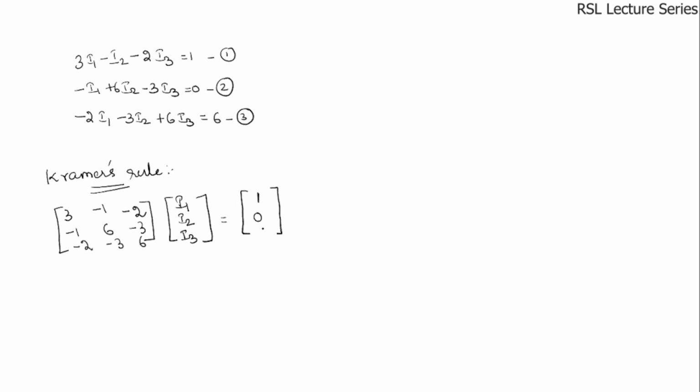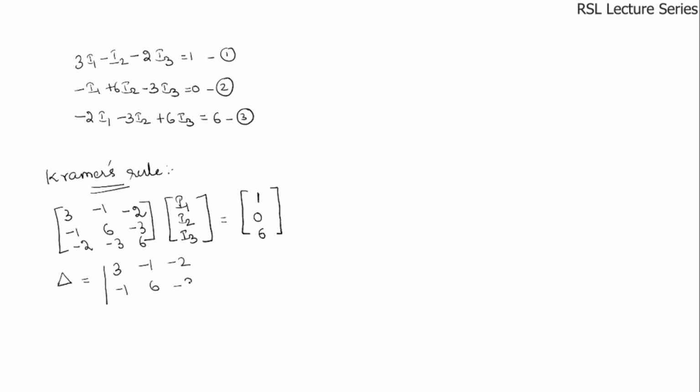Okay, equal to, on the right hand side we have 6. So this is the matrix obtained from these three equations. First, for finding out the current values, we have to find out the delta value. Delta is nothing but the determinant of the resistance matrix. So we have to find out the determinant of this resistance matrix.